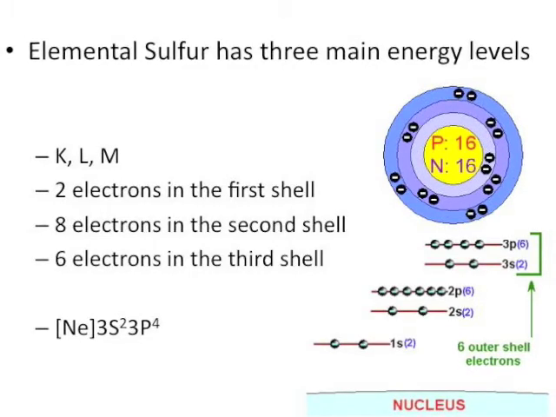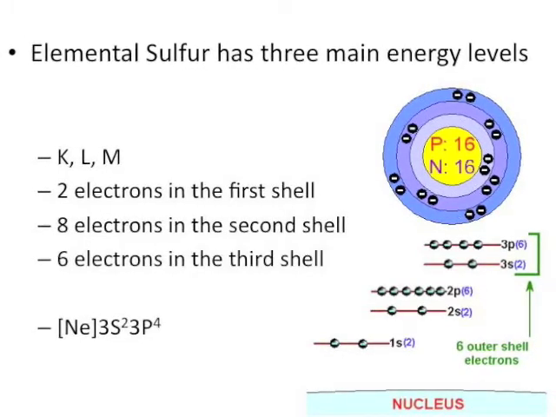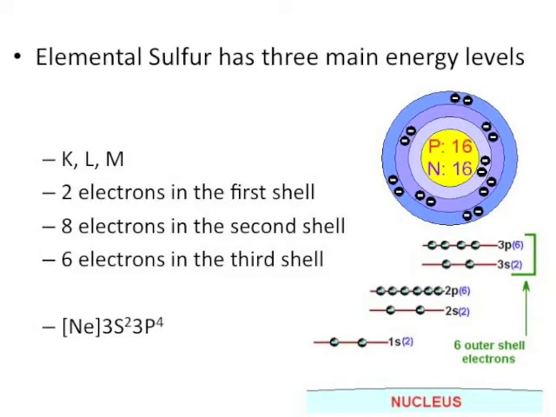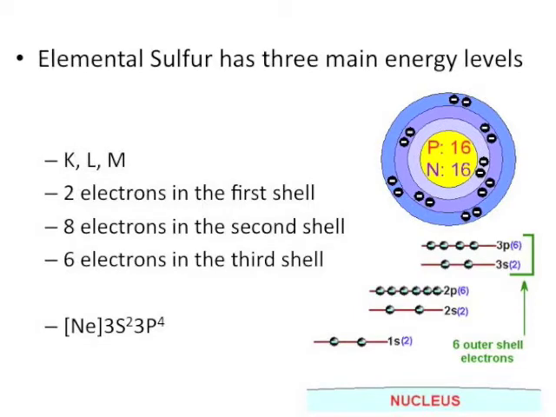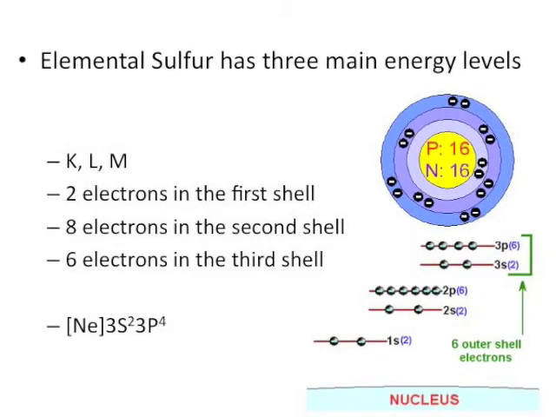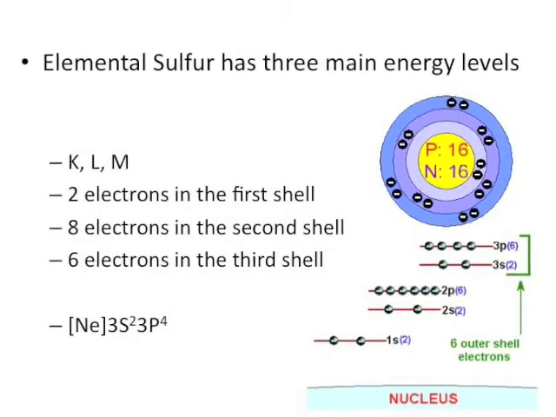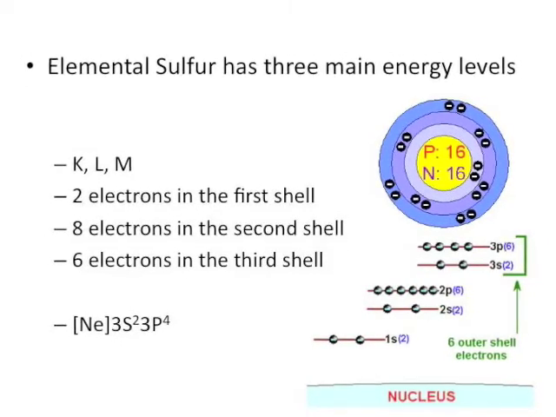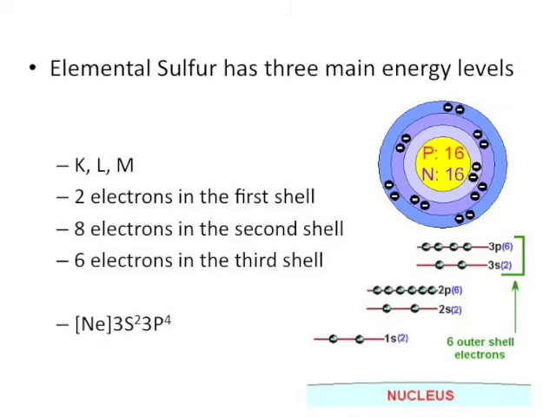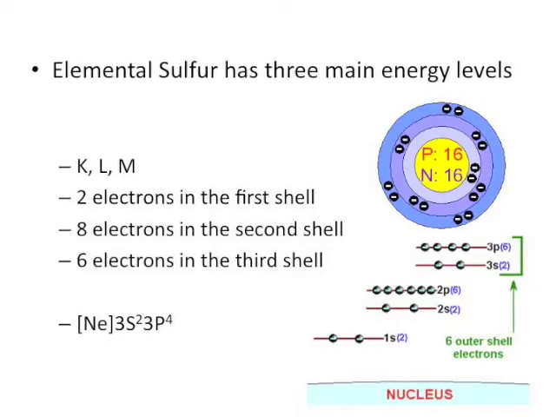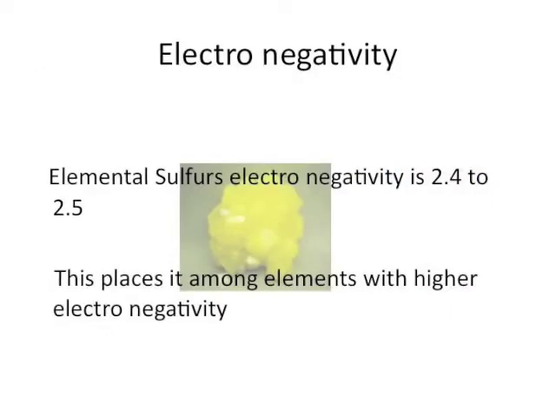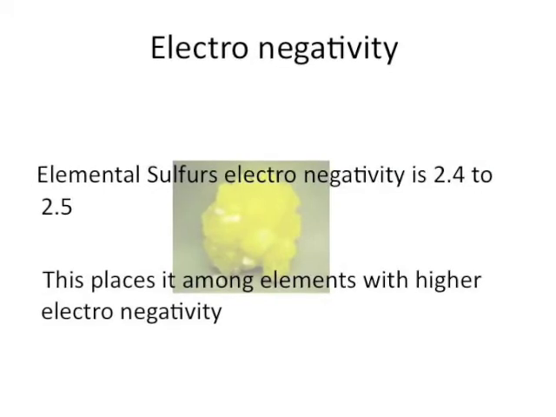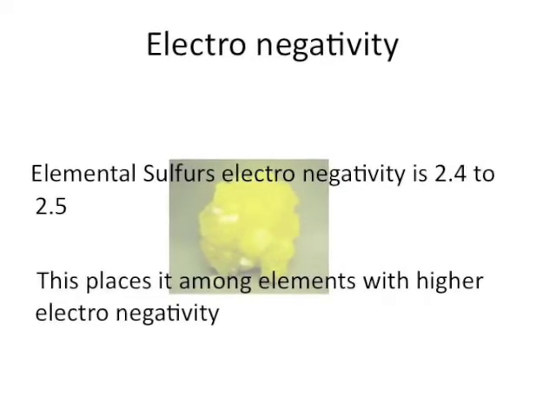Sulfur has 3 energy levels, K, L, M, and 2 electrons in the first shell, which is K, and 8 electrons in the second shell, which is the L, and these 2 shells are stable. The third shell has 6 electrons, which are the valence shell, which is unstable. Either it has to gain 2 electrons to get stable, or it has to lose 6 electrons to get stable. Sulfur has an electronegativity of 2.4 to 2.5, which is among the high nonmetals.